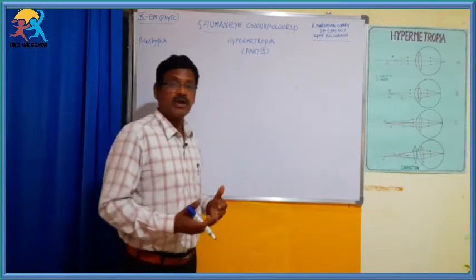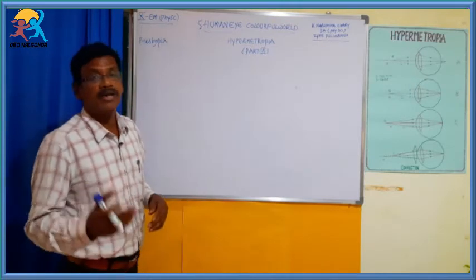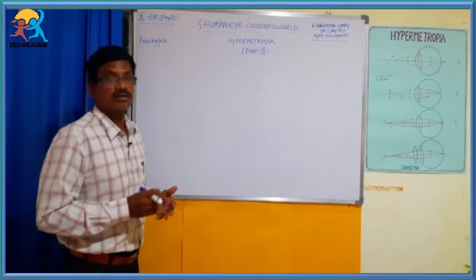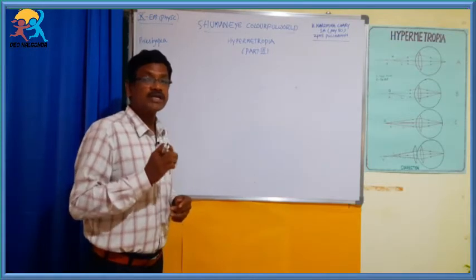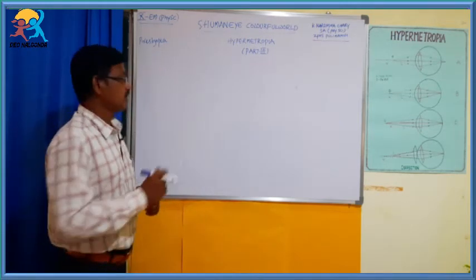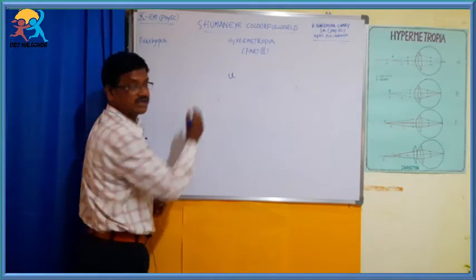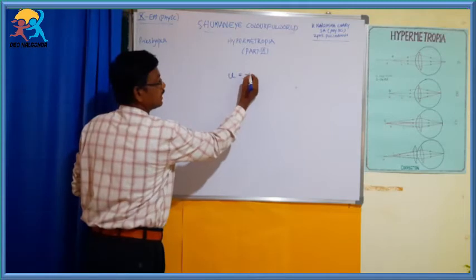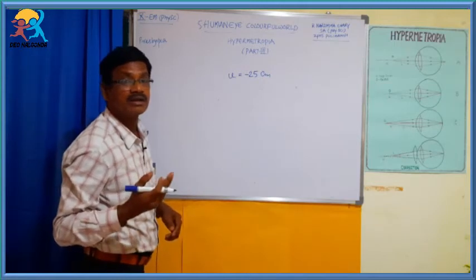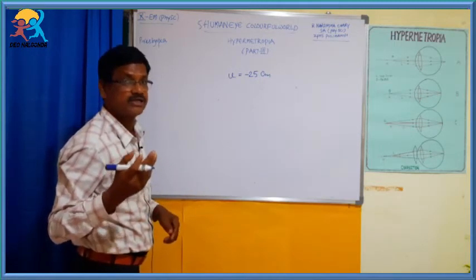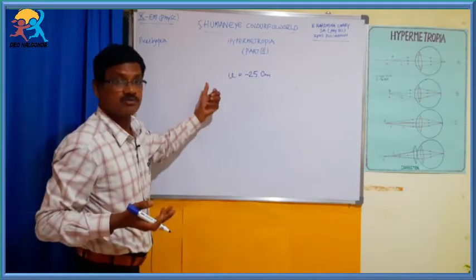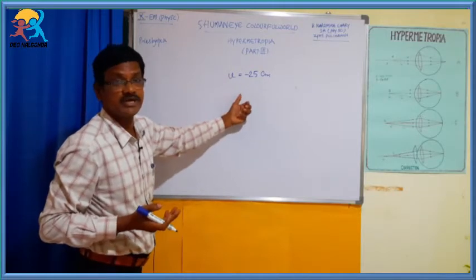Now, how to find out the focal length of the biconvex lens? To find the focal length of the convex lens, we place an object at L, that is the least distance of distinct vision. That is why the object distance is taken as minus 25 centimeters, because the object is taken at L. As we already learnt, L is the least distance of distinct vision and the distance is 25 centimeters. We consider u as the object distance, which is equal to minus 25 centimeters.